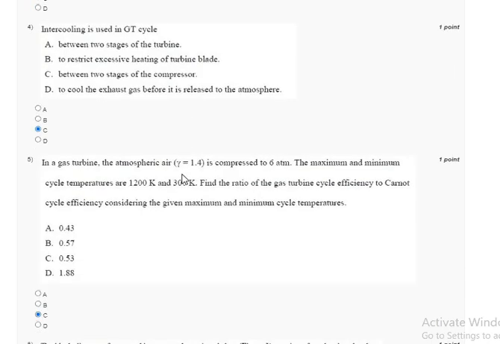Next question, intercooling is used in the GT cycle. GT means gas turbine cycle. So intercooling is used for reducing the work of the compressor because we are using the two-stage compressor. So after the first compressor, the gas is sent to the intercooling for the cooling, then it is sent to the second compressor. So C option is correct, between two stages of the compressor.